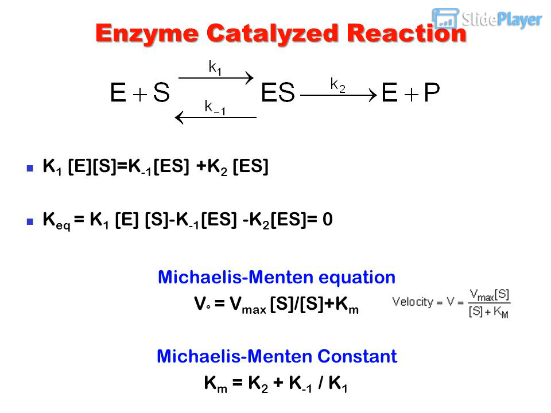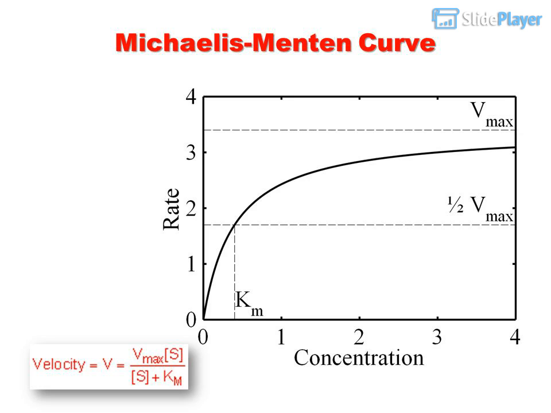Enzyme-catalyzed reaction. Kinetics: k1 and k2 govern formation of the ES complex. The equilibrium constant Keq equals k1[E][S] minus k2[ES] equals 0. Michaelis-Menten equation: v0 = Vmax[S] / ([S] + Km). Michaelis-Menten constant: Km = (k2 + k-1) / k1. Michaelis-Menten curve.